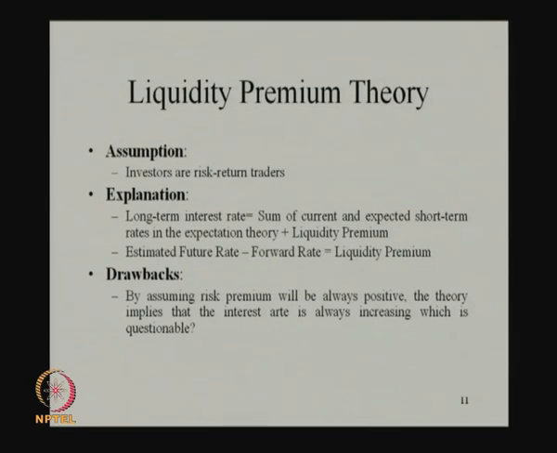But there is a drawback again in the Keynesian theory. What is the drawback? By assuming the risk premium will always be positive, the theory implies that the interest rate is always increasing, which is questionable. That means Keynes said that investing in the long term is always risky. So we can assume the premium is always positive, but is it true? Why will the premium always be positive?